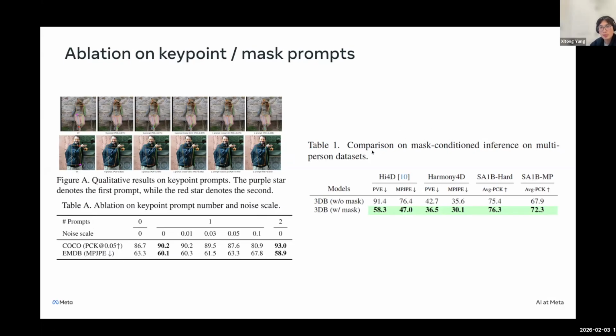On the right is a table to ablate the impact of the mask condition during inference, on datasets with human occlusion, like HI4D and Harmony4D, and a subset from SA-1B that we call multi-person. Conditioned on a mask, the inference gives much better reconstruction than without the mask as a condition.